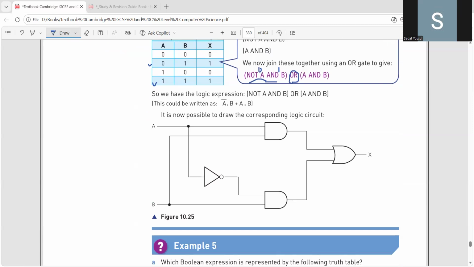Any questions? By the way, this Boolean algebra is not included in our IGCSE syllabus, but they have still mentioned it here for those children who are good at understanding.